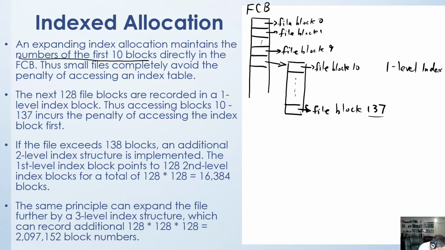So if the file size is 138 or less, then accessing the file information can be done either in the file control block or the one-level index block. Okay. Now, if the file exceeds 138 blocks, then we need to create an additional two-level index table.